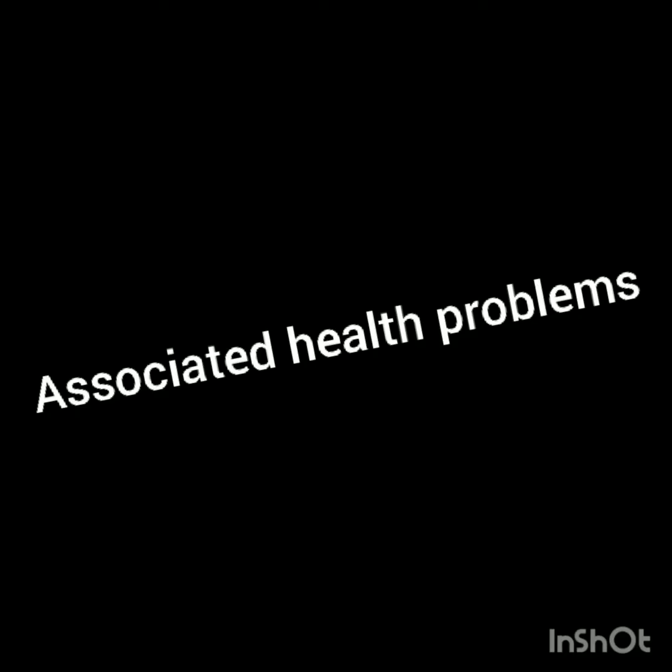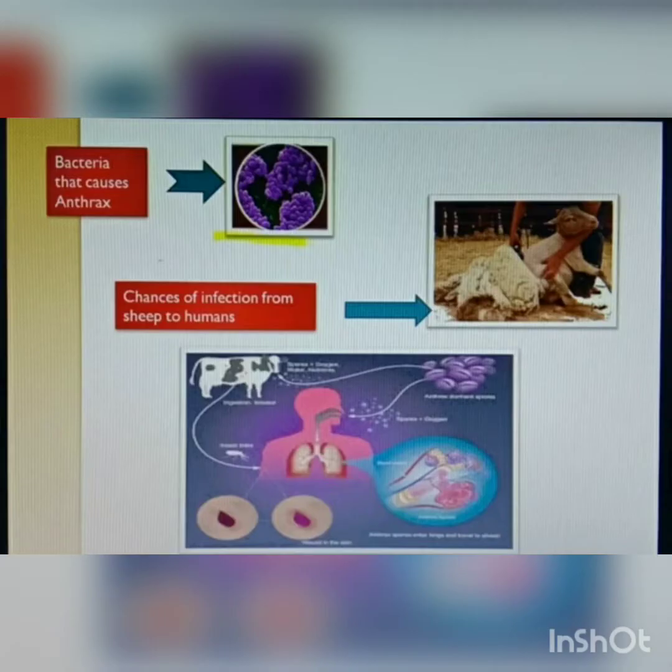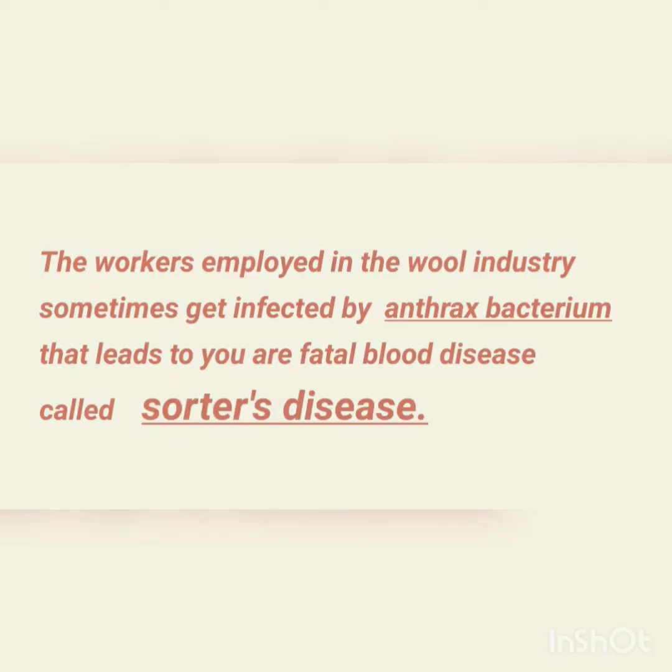The workers employed in the sericulture and wool industries are affected by a number of diseases. The sheep can get infected by anthrax, a bacterium which can spread to humans through infected meat or wool, and this may lead to a fatal blood disease called Sorter's disease.